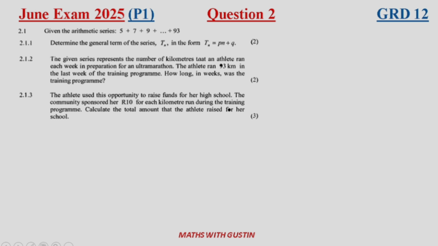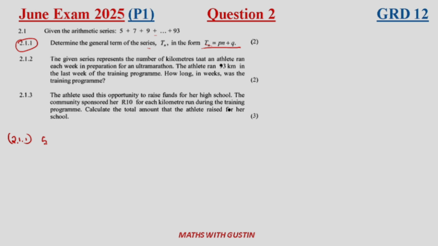Today we are given the series 5, 7 and 9, and the series continues up until 93. Those are the first 3 terms that are given there. Question 2.1.1: determine the general term of the series in this format. Basically they are asking us to find the general formula that will represent this pattern.